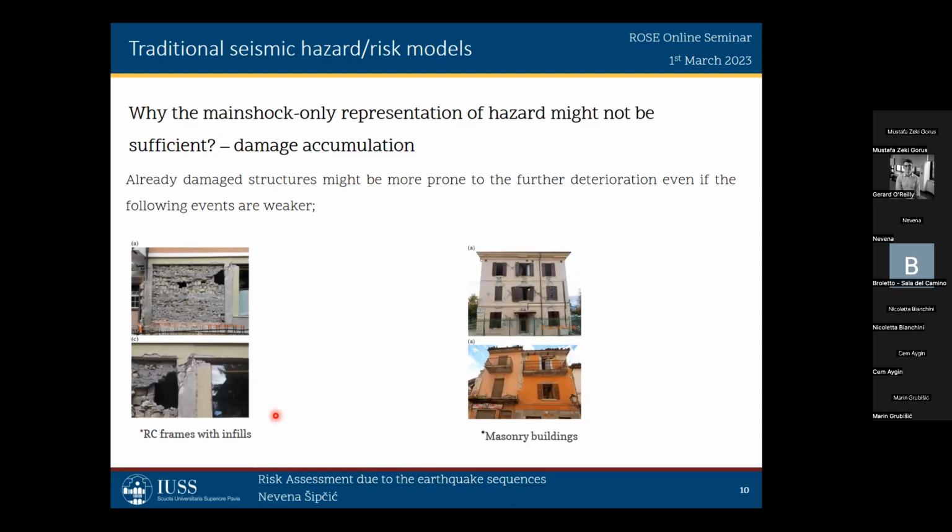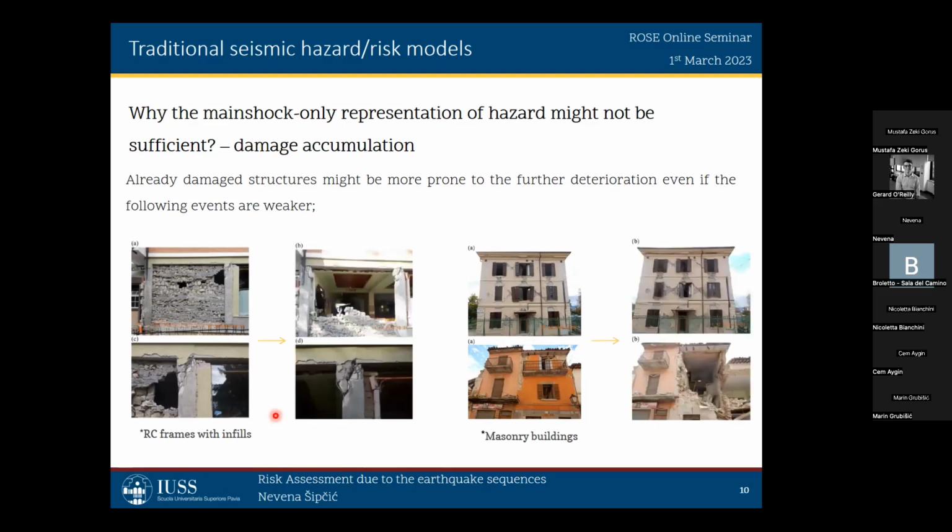So for instance, here I'm showing the case for the reinforced concrete frames with infills and for masonry buildings. I think this was the sequence in Italy. And I'm showing the damage after the main shock events. And then I'm showing the damage after the aftershock event, where you can clearly see the accumulation and the progression of damage.